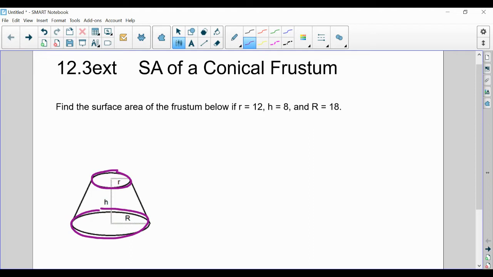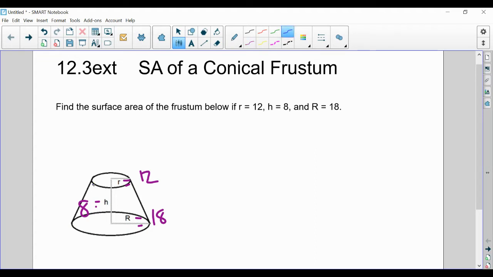So we have the two different radii, and they're separated by a height, and that of course is different from this slanted height right here, which we'll call L. In our frustum we have an upper radius of 12, a lower radius of 18, and a height between them of 8. As I said, we are going to treat this as a decapitated cone.